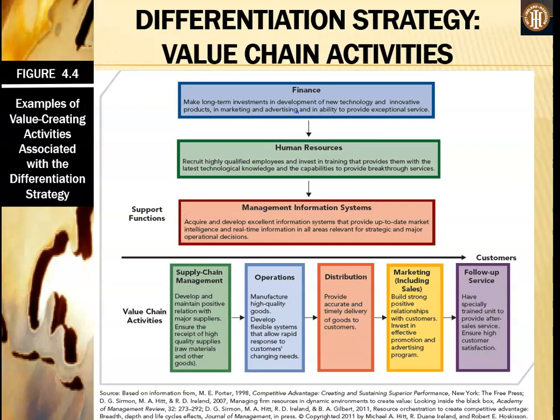We will also look at the value chain as it relates to the differentiation strategy. Along the primary activities of the value chain, under supply chain management, the differentiation strategy will develop and maintain positive relationships with major suppliers and ensure the receipt of high quality supplies in terms of raw materials and other goods. For operations, they manufacture high quality goods and develop flexible systems that allow rapid response to customers' changing needs, and under distribution, they provide accurate and timely delivery of goods to customers.